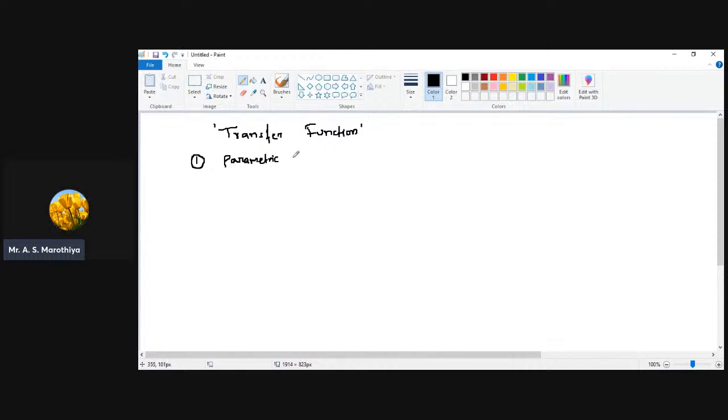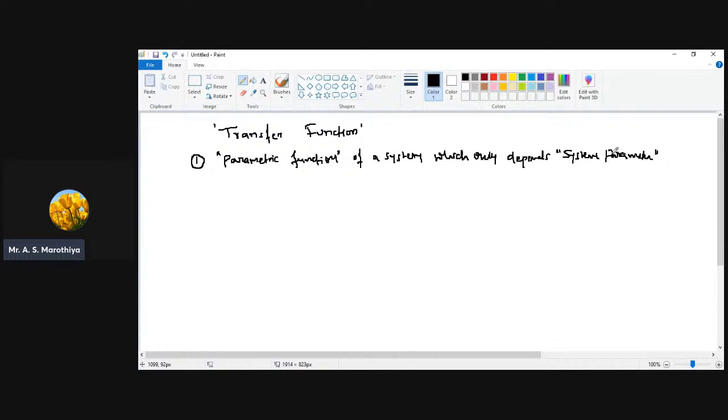Parametric function of a system which only depends on system parameter. So this is the first definition of transfer function. So what is transfer function? It is nothing but a parametric function of a system whose value only depends on system parameter.